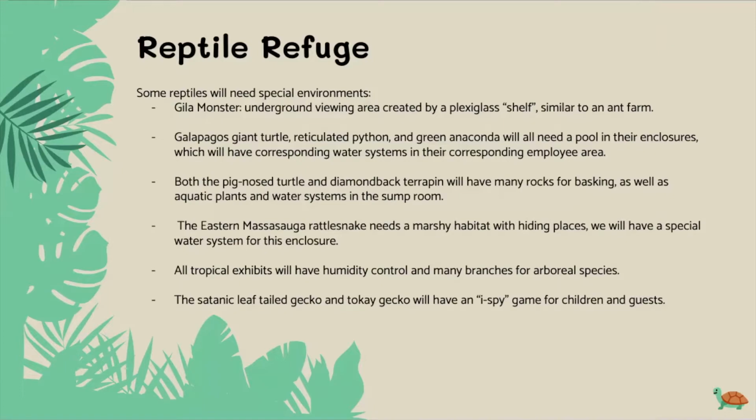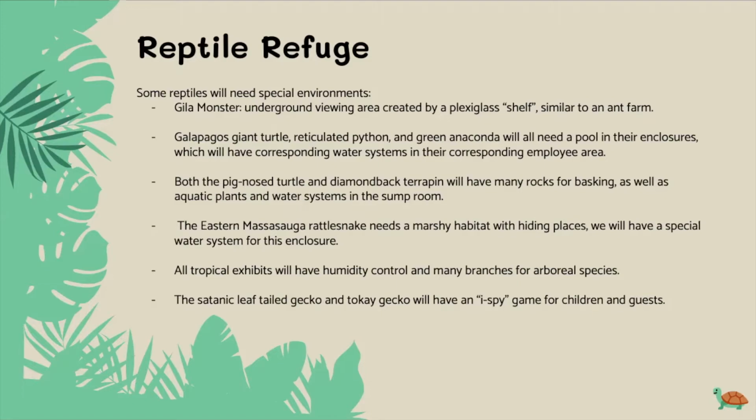It'll be similar to an ant farm. The Galapagos giant turtle will have live cacti and grasses as well as a pool. Both the pig-nosed turtle and the diamondback terrapin will have an aquatic tank with aquatic plants and basking rocks. The pig-nosed turtle will have a river ecosystem, and the diamondback terrapin will have a saltwater marsh system.